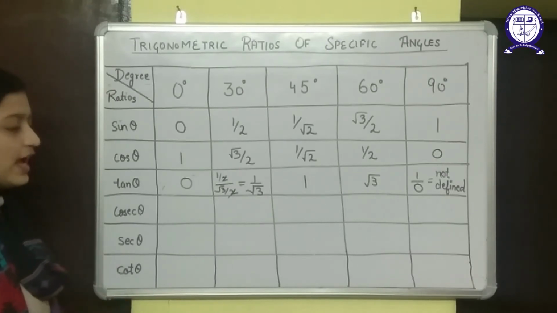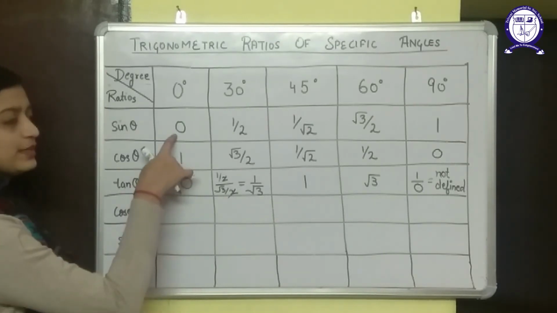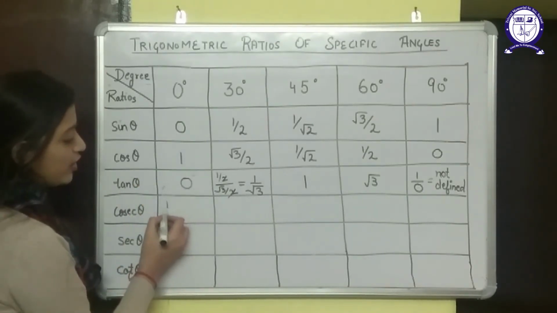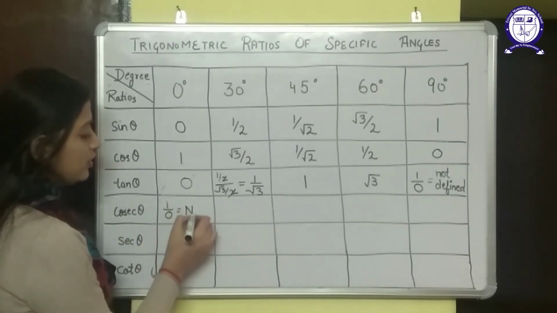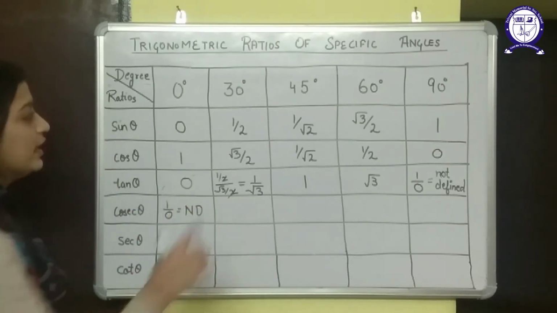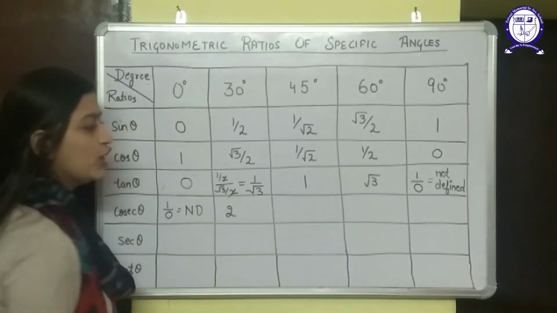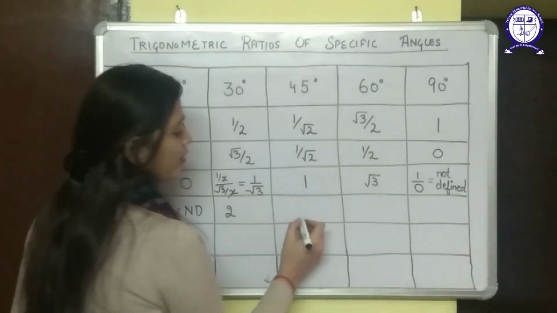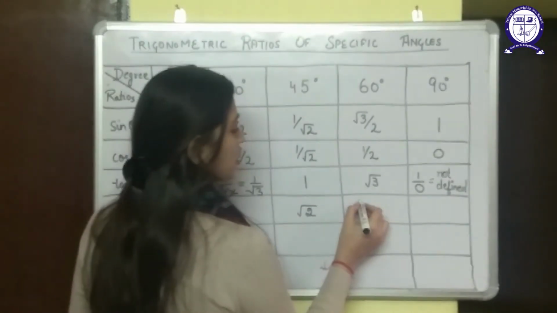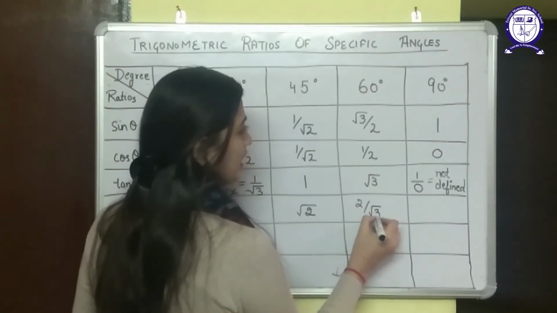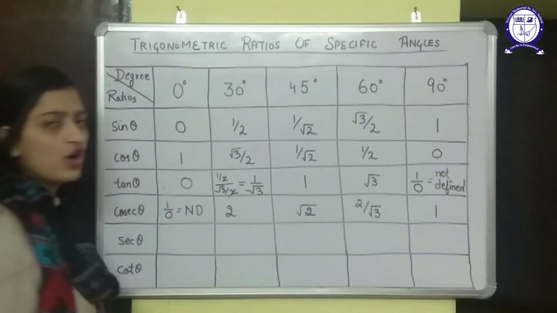So for cosec theta, I can write it as the reciprocal of sine theta. The reciprocal of 0 will be 1 upon 0, and 1 upon 0 is not defined, right? Now the reciprocal of 1 upon 2 is 2 upon 1, that is 2. The reciprocal of 1 upon root 2 is root 2. The reciprocal of root 3 upon 2 is 2 upon root 3, and the reciprocal of 1 is 1. So this is the table of cosec theta.